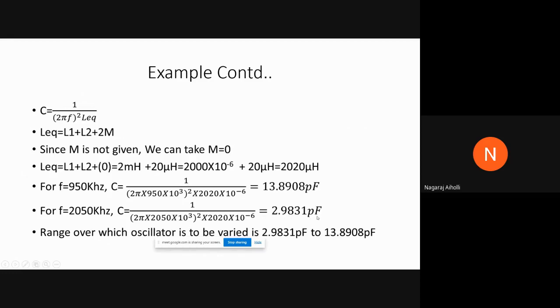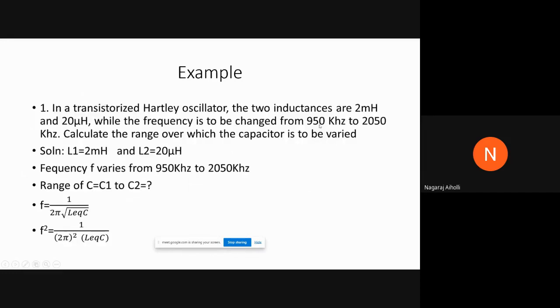So what it means here, students? It means that the range of capacitor value is from 2.9831 picofarad to 13.8908 picofarad, or the minimum value of capacitance is 2.9831 picofarad and the maximum value of capacitance is 13.8908 picofarad for the given condition that the frequency changes from 950 kilohertz to 2050 kilohertz. So we have to solve the problem in this fashion.